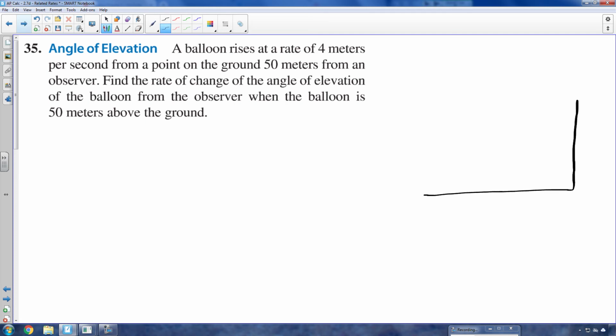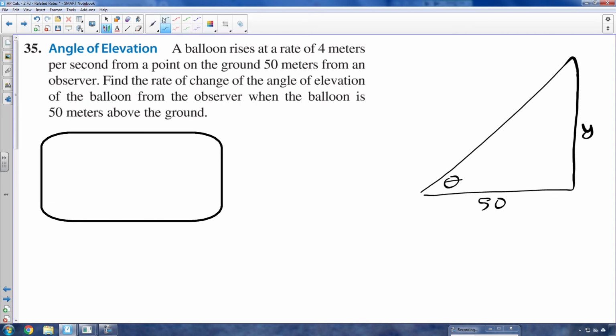And then lastly, we'll go to this problem here. A balloon rises at a rate of 4 meters per second from a point on the ground 50 meters from the observer. So let's try to talk about this a little bit together. This is 50 meters from the observer. Here's the angle. And we know this is y. And if they're saying that it's going at 4 meters per second off the ground, I'm going to say dy/dt is 4 meters per second.